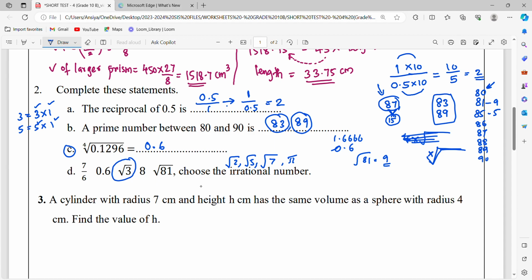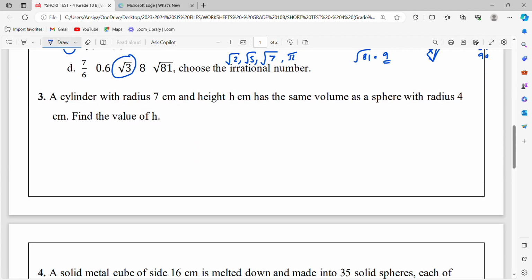Now question number 3. A cylinder with radius 7 and a height of 8 centimeter has the same volume as a sphere with radius 4 centimeter. Find the value of height. So here we have two shapes, a cylinder and a sphere, and it is given their volumes are the same. Okay, so first we will write the volume of cylinder is equal to volume of sphere. That is the clue we have.